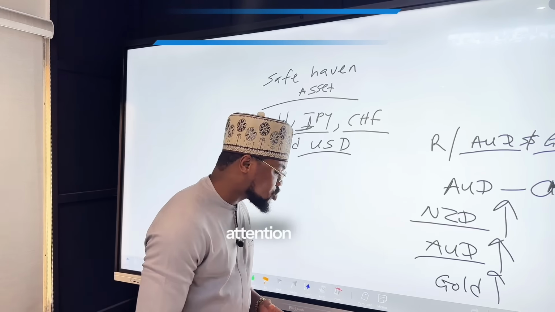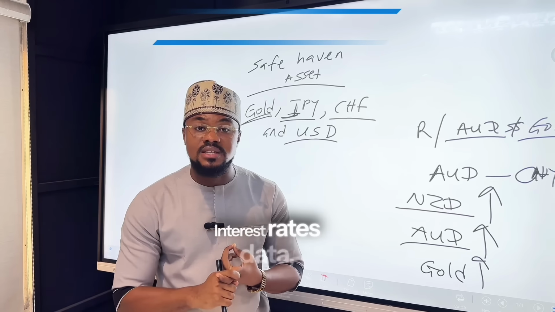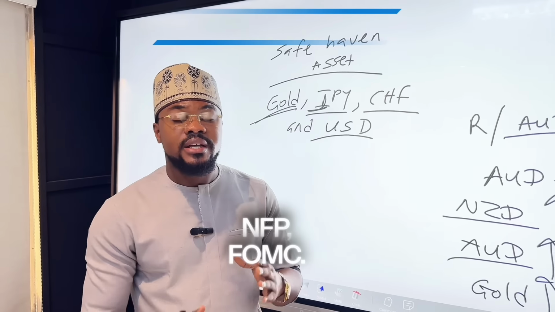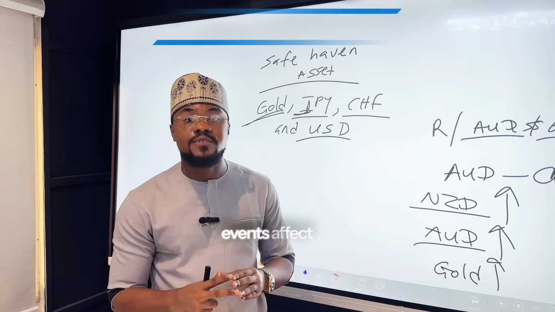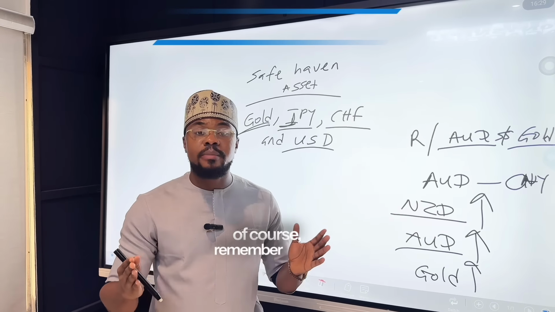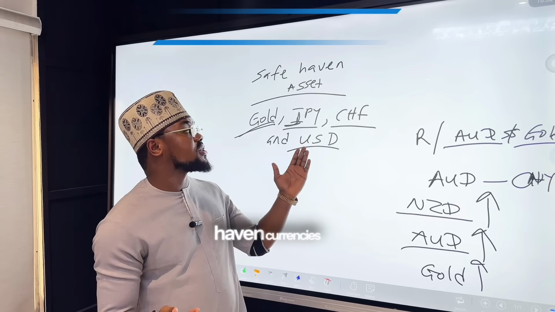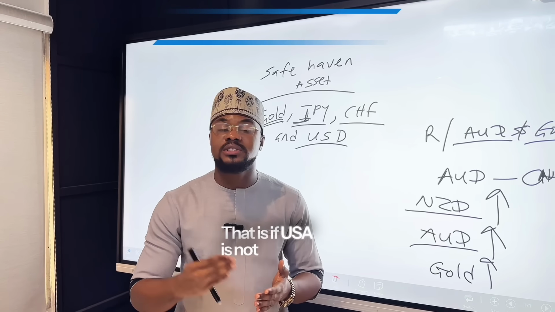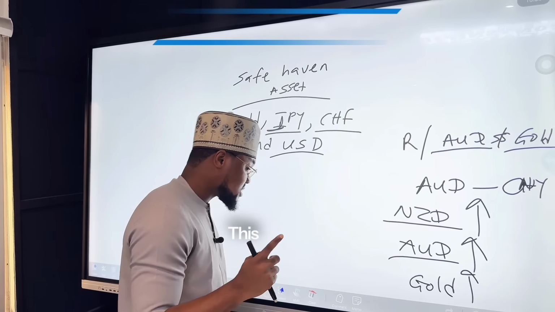Another information you want to pay attention to when it comes to trading gold: key news events that are very important: interest rate data, CPI, PPI, NFP, FOMC. Now, all these news events affect the dollar. Do you understand? Once they affect the dollar, of course, remember, when there is fear, when there's panic, where will investors run to? They'll run to gold and other safe haven currencies like the JPY, CHF, or USD. That is, if USA is not directly or indirectly involved in the conflict. Please take notes. This is very, very important.